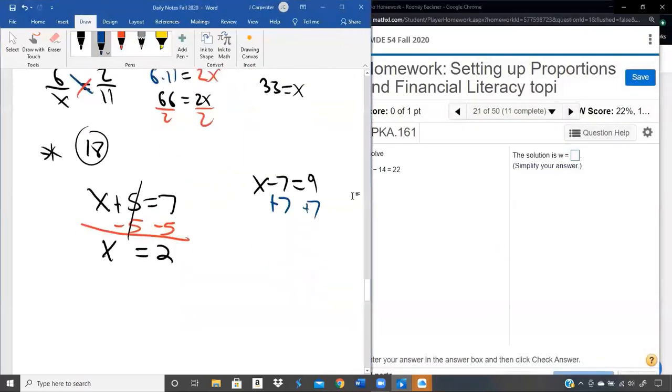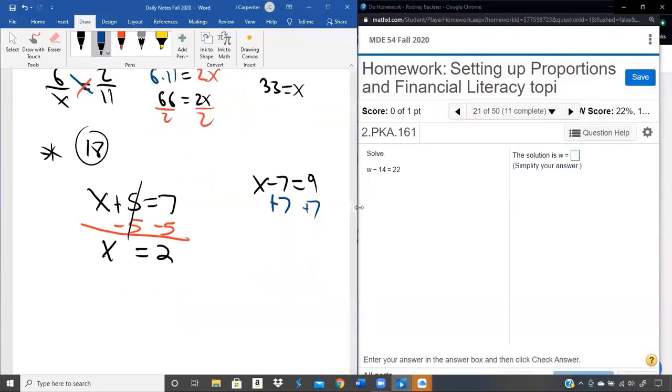Then we get in that sum where we actually want to solve it. So we got W minus 14 is equal to 22. So on the side of the variable, this is the thing we want by itself. We need to move the minus 14. To move that, we have to add 14 to both sides.